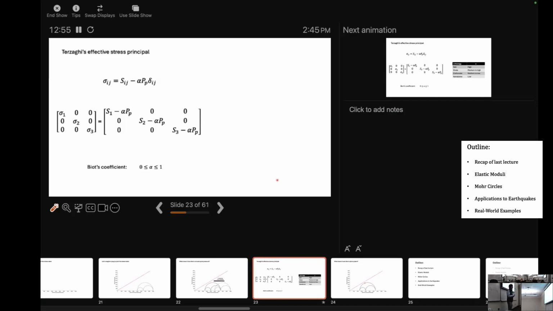And so if you think about it, 0 would mean that the pore pressure really doesn't matter, right?